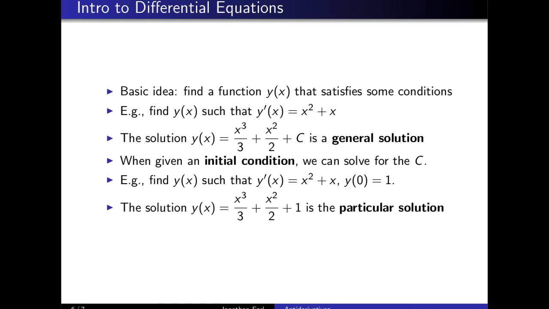But then if we throw in an initial condition, so what we're saying is this function has to pass through some particular point, we can then use that to solve for the plus c. For example, if we said we want to find the function y so that y prime is equal to x squared plus x and y of 0 equals 1, we can then say, the c must be equal to 1, and this function y equals x cubed over 3 plus x squared over 2 plus 1 is a particular solution. So we'll do a couple of examples of those.